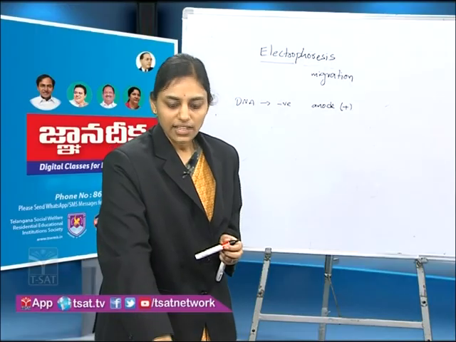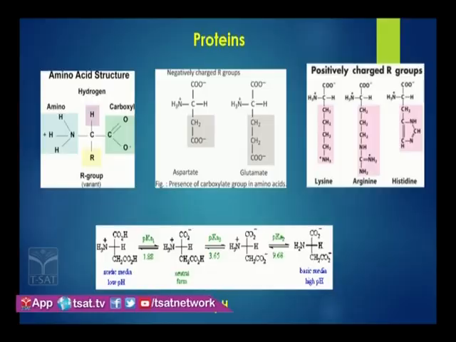And let us see the other example, proteins. Proteins are made up of amino acids. If we see the basic structure of amino acids, it has one amino group and one carboxyl group. These are ionizable groups, and the R group can also have a charged side chain. So, based on the charge of the side chain, we could again divide the amino acids into negatively charged, positively charged and neutral amino acids. For example, aspartate is a negatively charged amino acid.